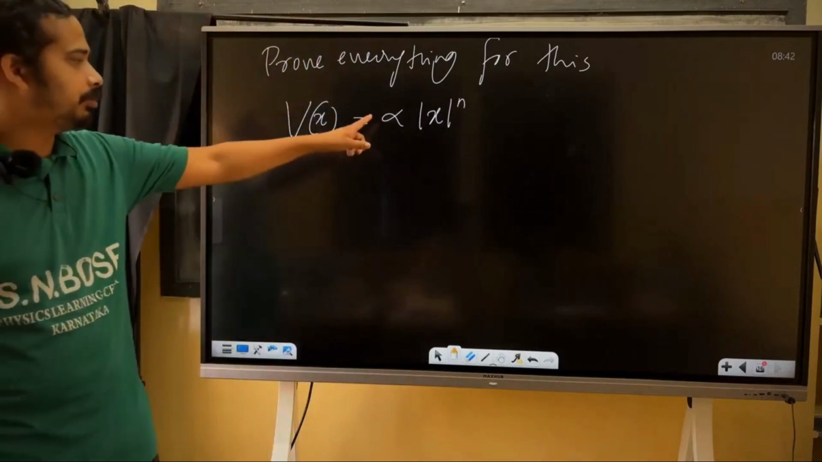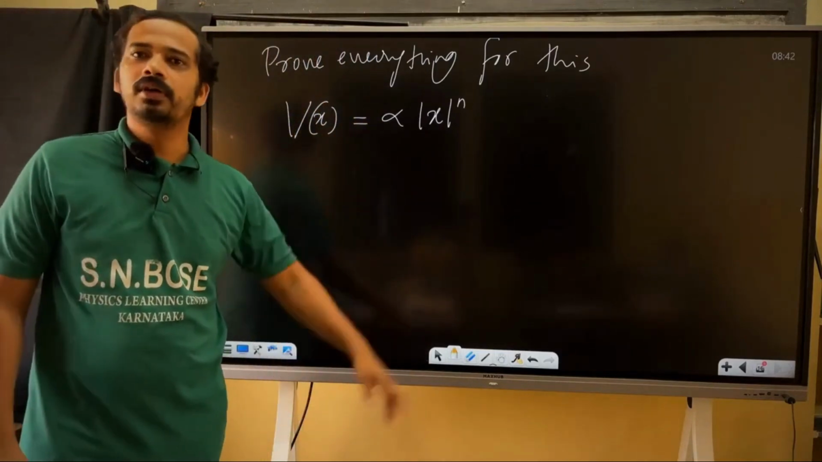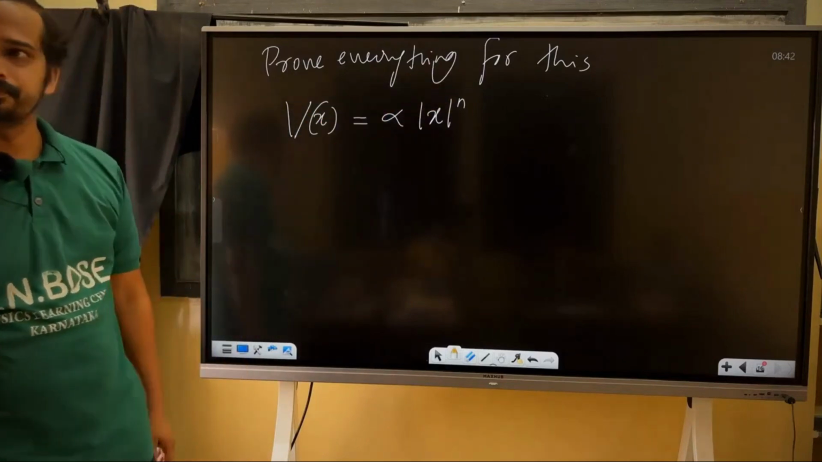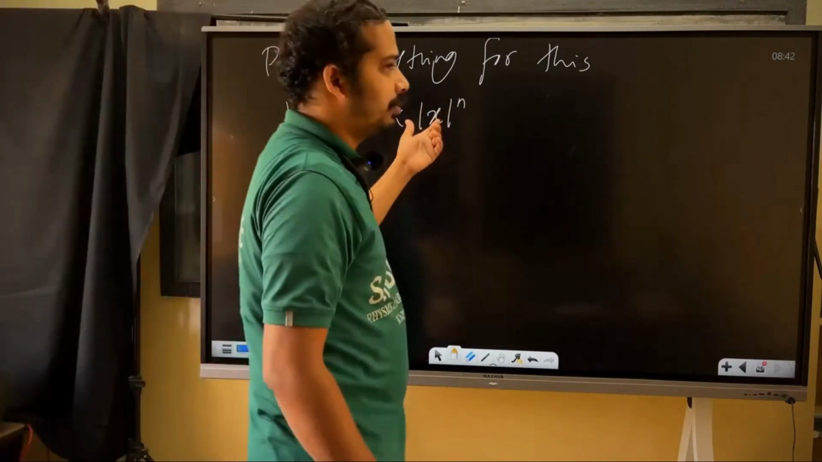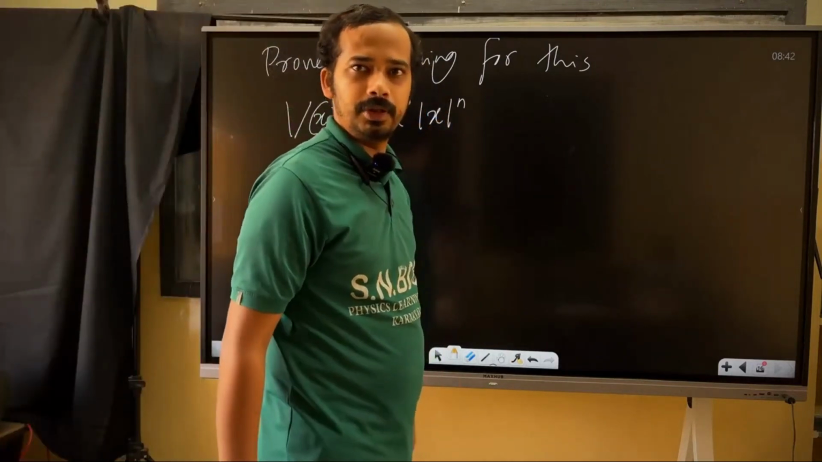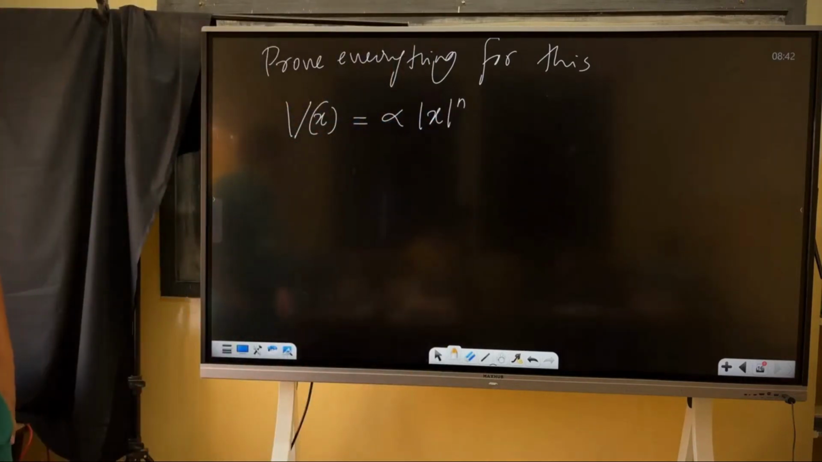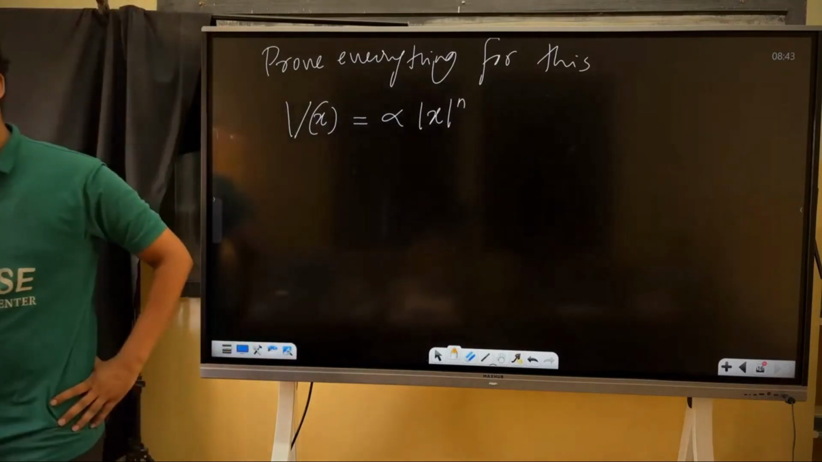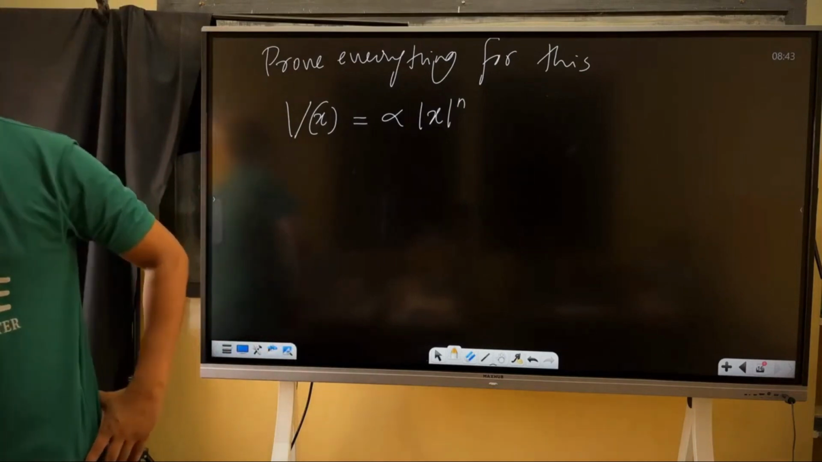Fine. I took alpha. He may take k in the problem. This works for 2n also. If you have even power, you don't need to put mod at all, isn't it? That's what he took. But the problem is not only restricted to even power of x. You can put mod and raise the odd power also. If you put mod, it will again be bound motion. Again, it's possible. Mod x power 5, suppose. Fine.